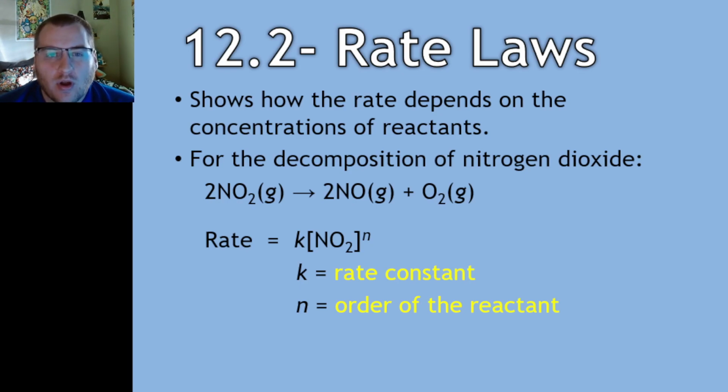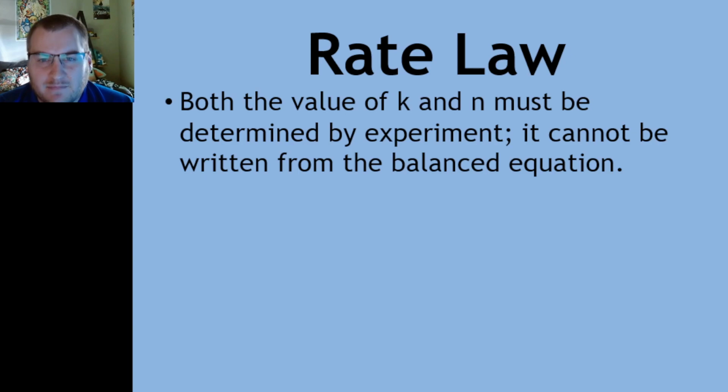N is the order of the reaction. The order refers to how important this reactant is for the reaction going forward. It'll be zero order, first order, second order, third order. Zero order, which we're going to talk about in a second, would mean that it doesn't affect the rate at all. A second order means it affects it exponentially. First order means it affects it normally. So we're going to talk about what all those different things mean.